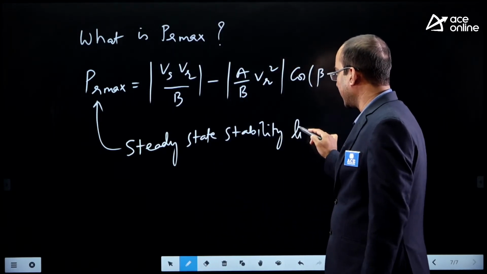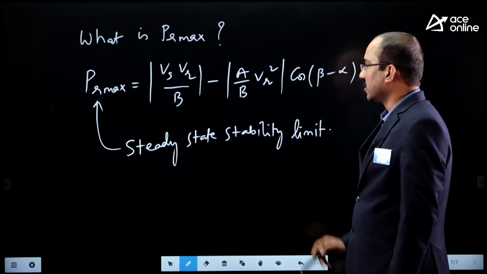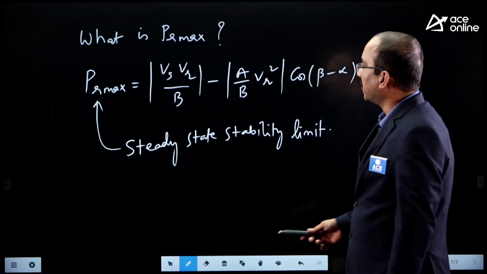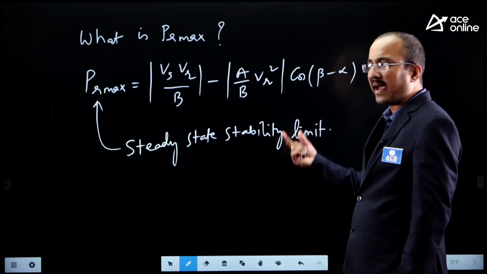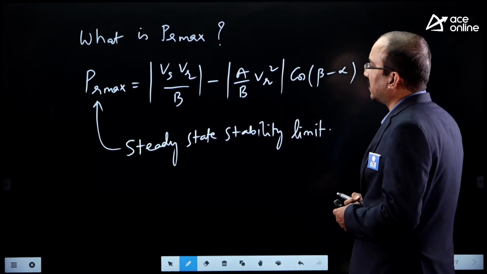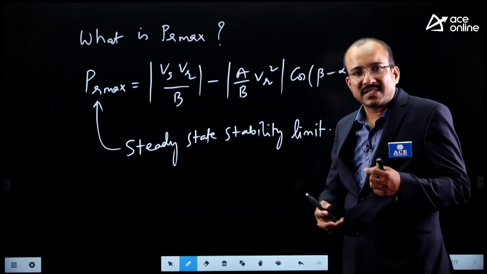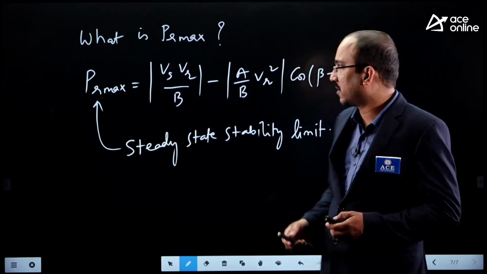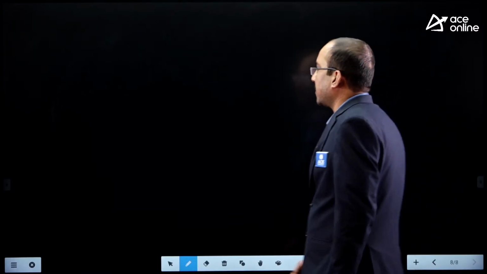Stability limit. This is also known as the steady state stability limit. That is the maximum power that can be transferred. Now, under this maximum power transfer condition, what will be the reactive power? What is the reactive power transfer?